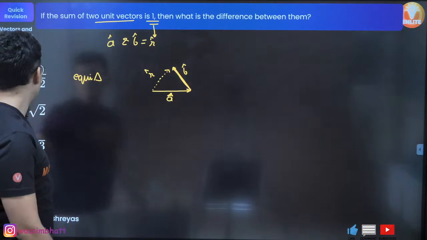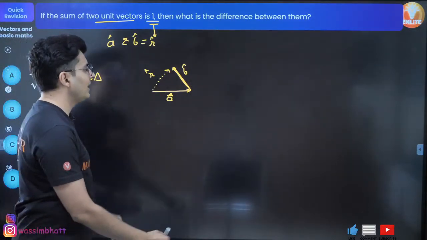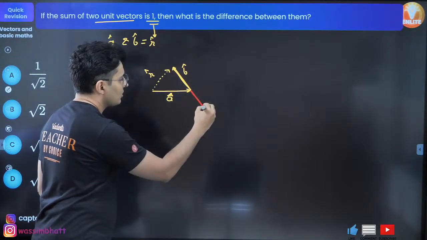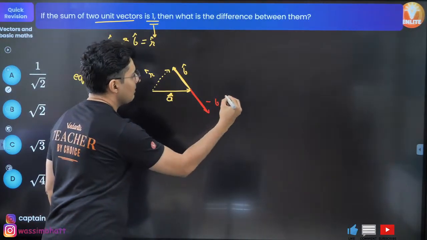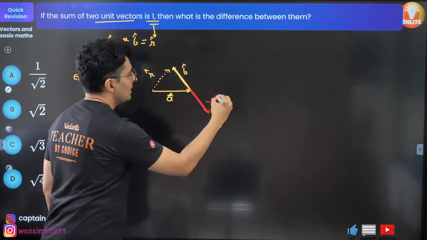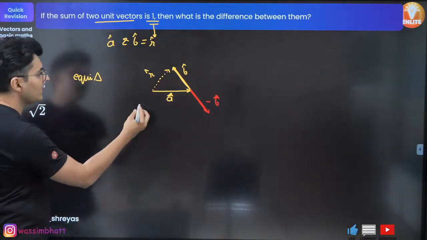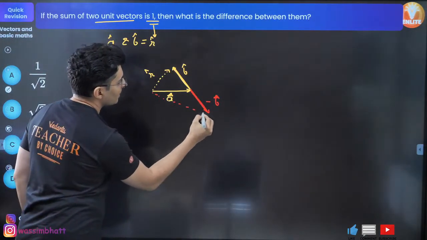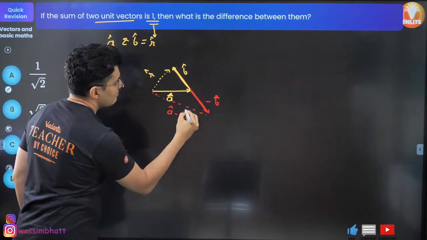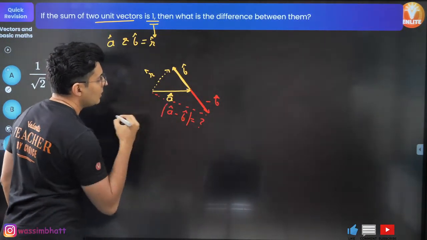Now the difference between them, so you take the negative of any one vector, let's say B vector. So negative will be like this. This will be minus B hat. Now the question is, what is A vector minus B vector? Meaning this one over here. This is A hat minus B hat. What is the value of this?